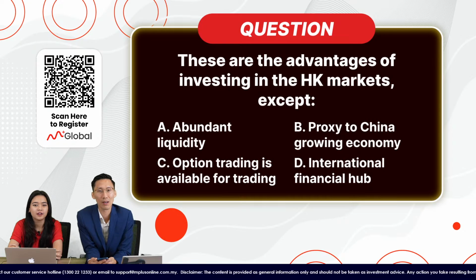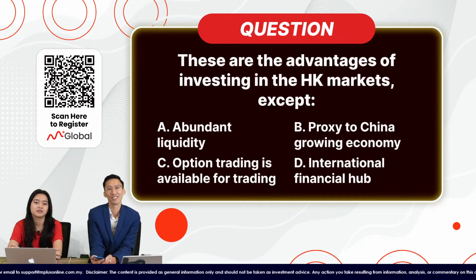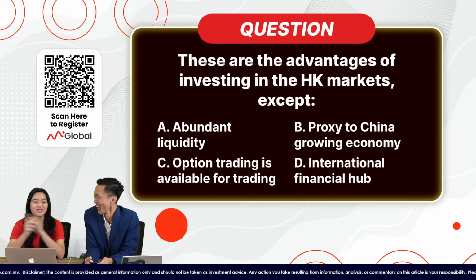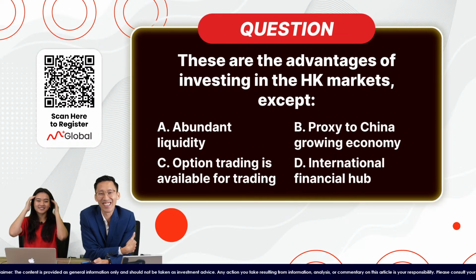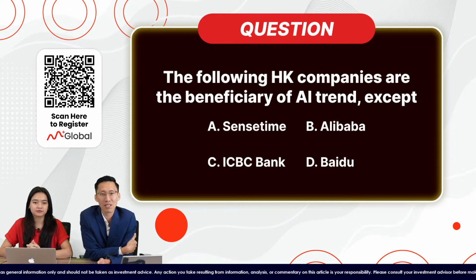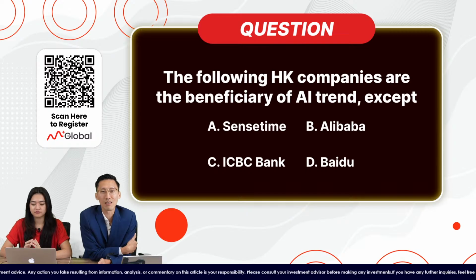Okay, great. So the correct answer is C, options trading is not available for trading in the Hong Kong market. Okay, so let's move on to question 2. The following Hong Kong companies are the beneficiary of the AI trend, except A, SenseTime, B, Alibaba, C, ICBC, D, Baidu.